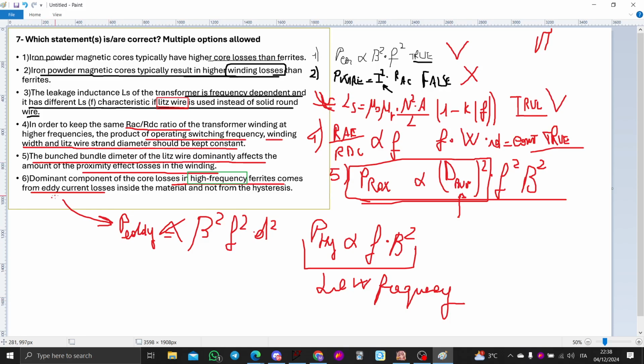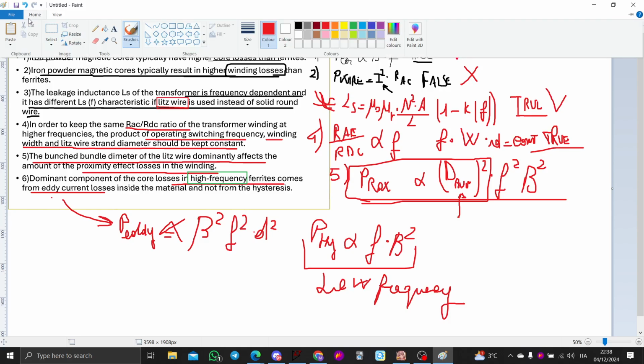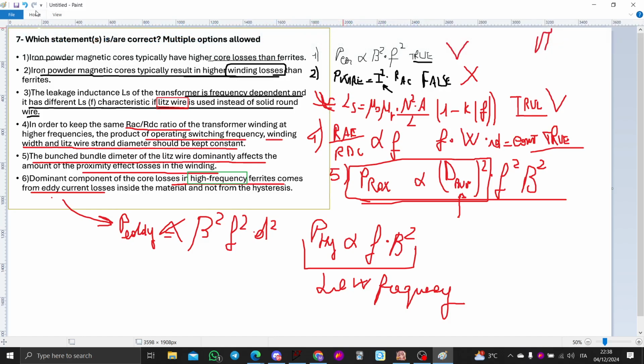Ah, wait. Let me read. No, sorry, I read it wrong. Let me reread again. Dominant component of the core losses in high frequency comes from eddy currents and not from the hysteresis. Ah, no. This is true.